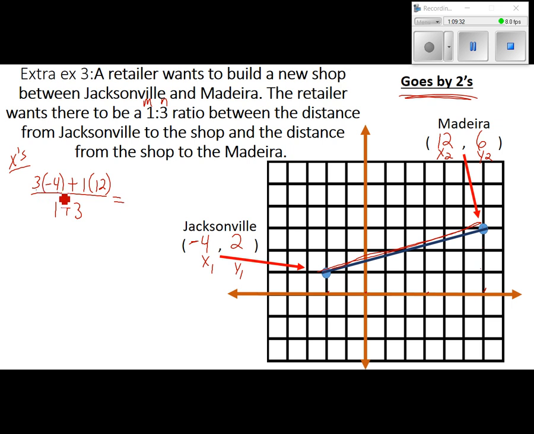3 times -4 is -12. 1 times 12 is 12. That gives 0 on top over 4, which is 0. That's a nice easy X. Our Y's: 3 times our Y1 is 2. 1 times our Y2 is 6. Over 1 plus 3. That's 6 plus 6, that's 12. 12 divided by 4 is 3.